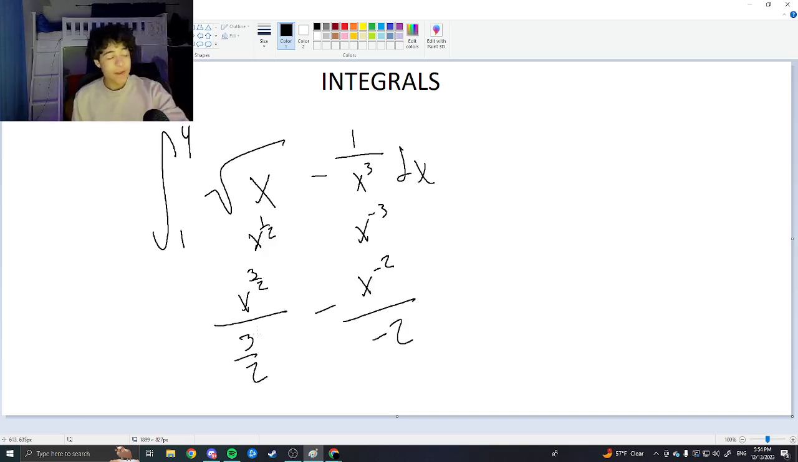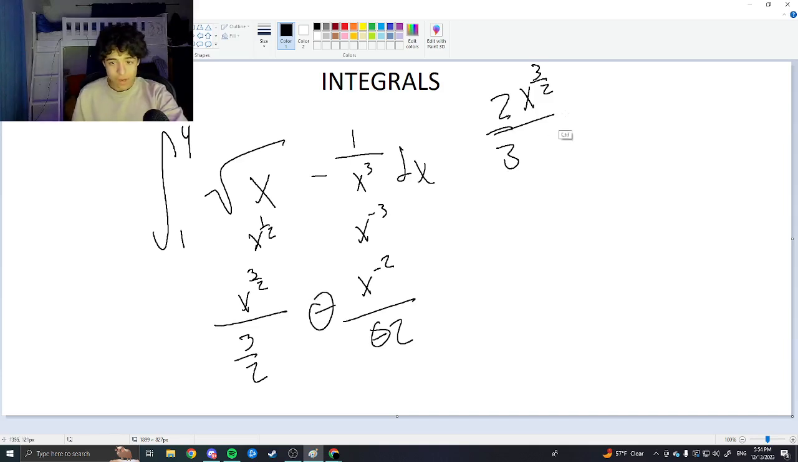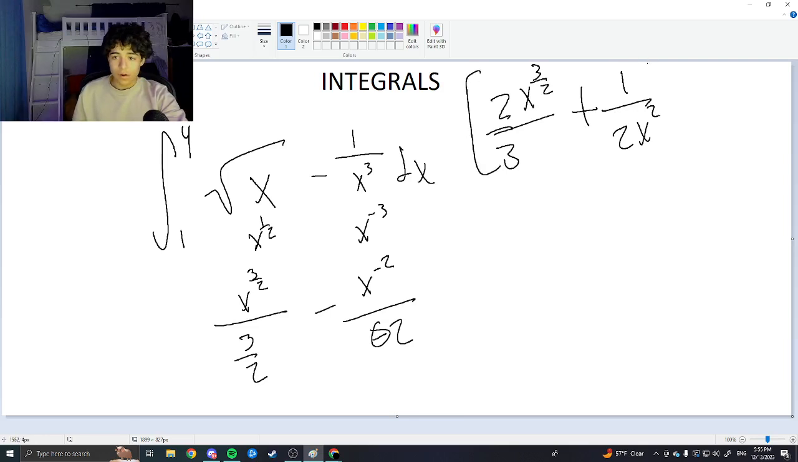If you're dividing something by a fraction, it's the same thing as multiplying it by the reciprocal, which means that we could write 2 over 3 and put this x on top over here, 3 over 2. And then this negative and this negative are going to cancel out. So we're going to have plus, and this negative exponent is we're going to have 1 over 2x squared. And now we could plug in our 4 and our 1.